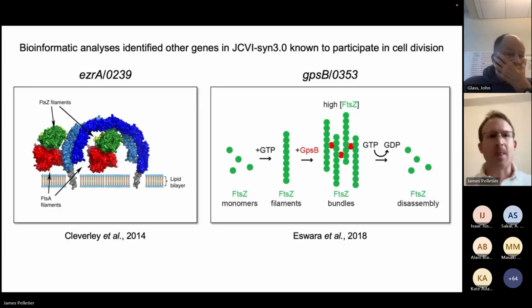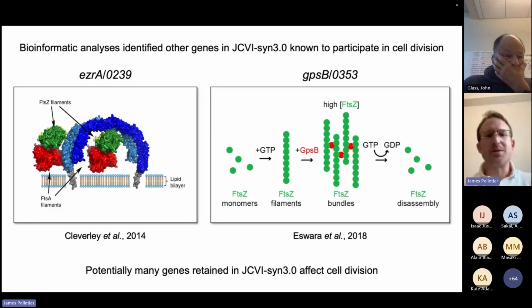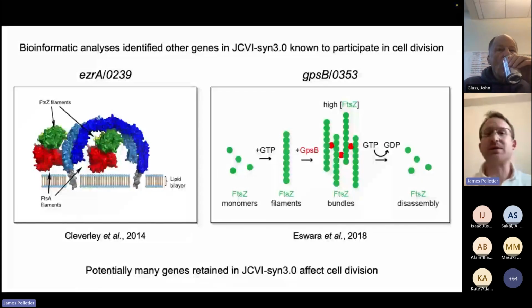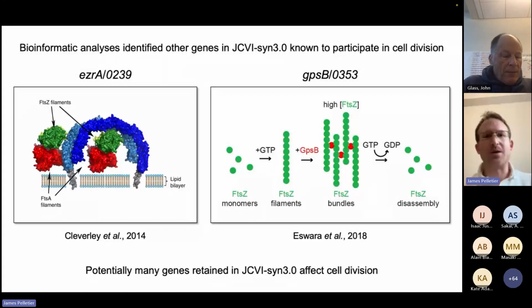Furthermore, there are many other genes potentially retained in JCVI-syn3.0 that are essential. They're always there, and they may not have a direct role in cell division, but they might affect cell division indirectly. An ambitious goal is to understand how cell division emerges from the full set of genes. And of course, the minimal cell offers an exciting model system to ask that question.